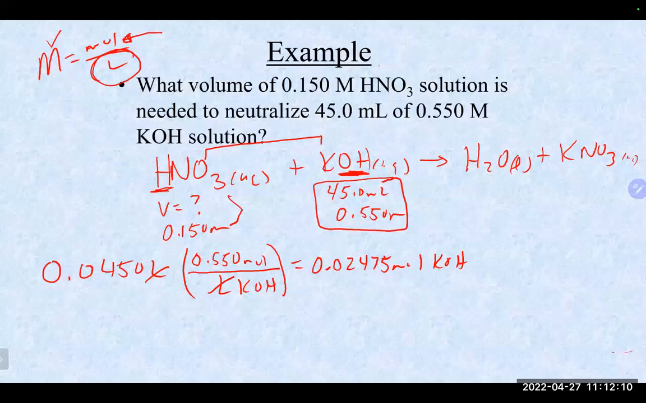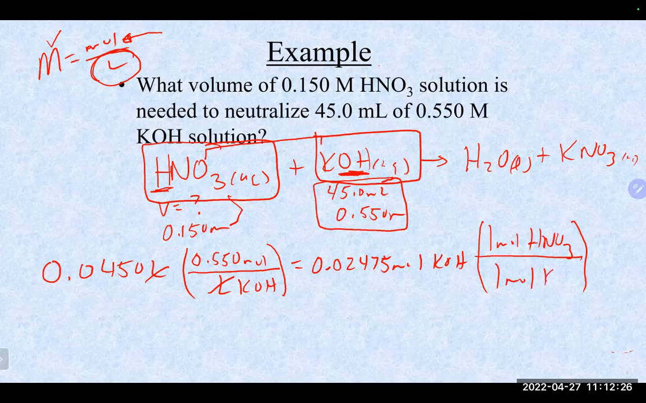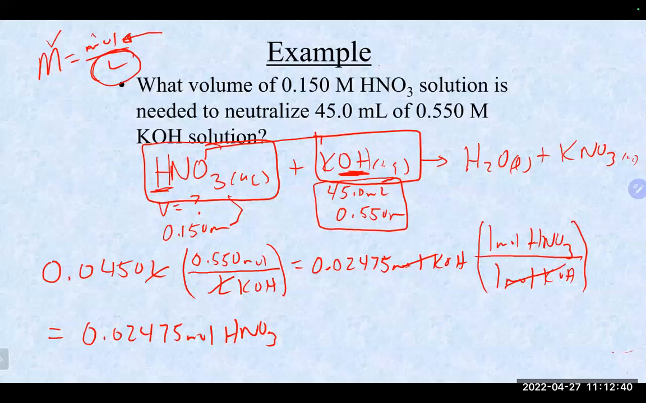Now we can get the moles of the nitric acid by doing the mole-to-mole relationship between these two, which happens to be a 1-to-1. All these nice 1-to-1 relationships make the math easy. 1 mole of nitric acid and 1 mole of our KOH. Moles of KOH will cancel, and that will get us 0.02475 moles of our nitric acid. And again, that is really the missing piece that we need to figure out the volume using the molarity here at the end. So again, this is a little bit different than a normal stoichiometry problem.